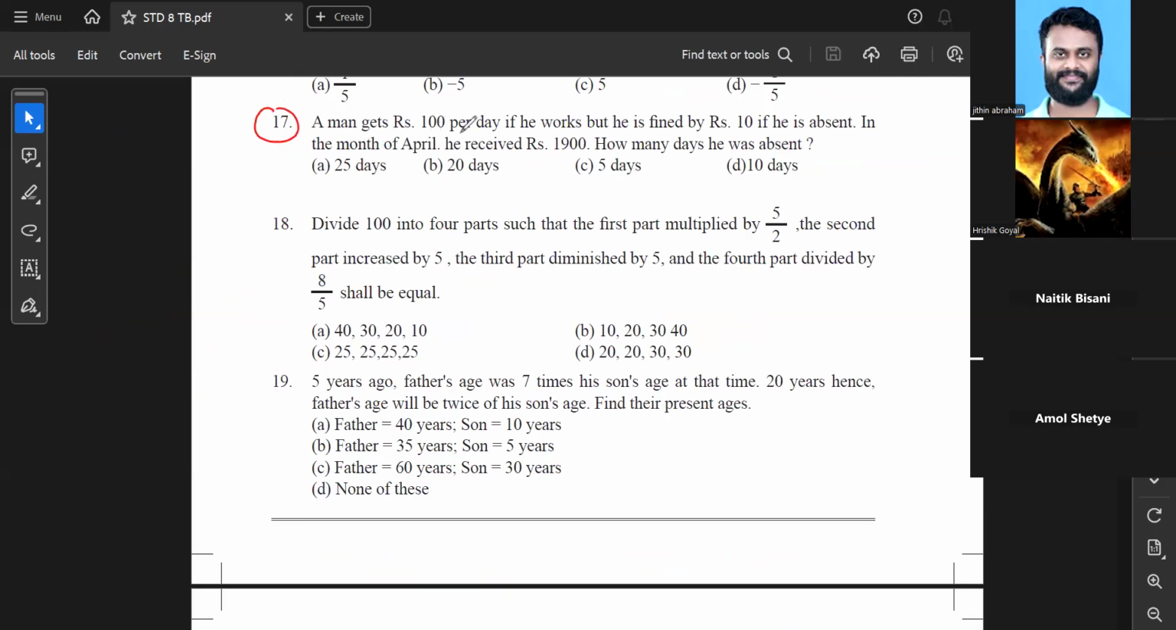17th one. A man gets 100 rupees per day if he works, but he's fined 10 rupees if he is absent. In the month of April, he received 1,900 rupees. How many days was he absent? So can we try first on our own? Yeah, sure. Okay, sir.